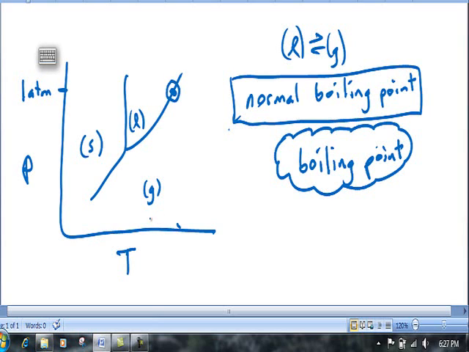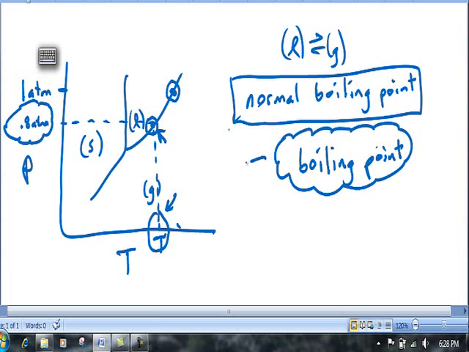Now, if we change the outside pressure to something other than 1 atmosphere, we can still have a liquid to gas phase change. For example, on this new combination, we've changed the pressure that's over the liquid to 0.8 atmospheres, and we have a new temperature at which the gas-liquid phase change takes place. This would be considered a boiling point. It's just not the normal boiling point.